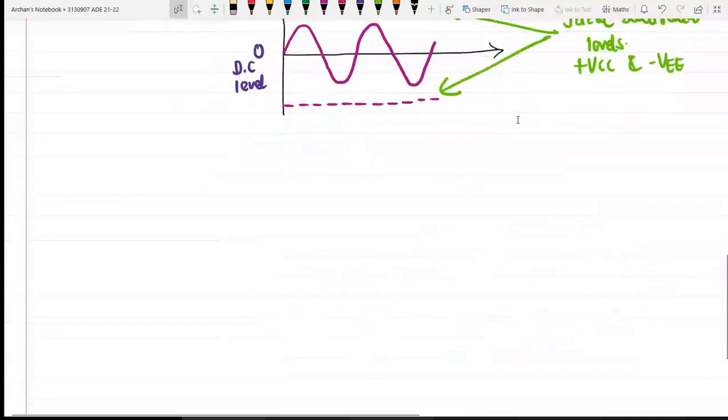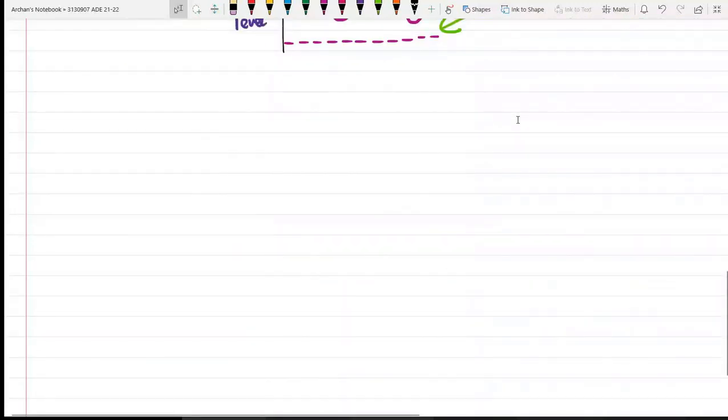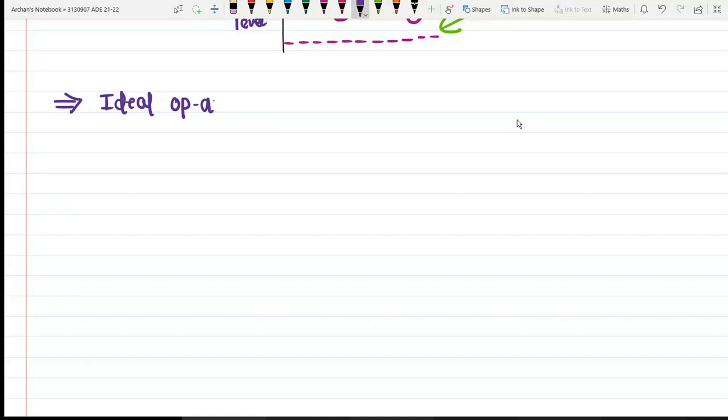Now let us try to understand the characteristics of this operational amplifier. Let us talk about the ideal op-amp characteristics first, and then we will move on to practical op-amp characteristics.